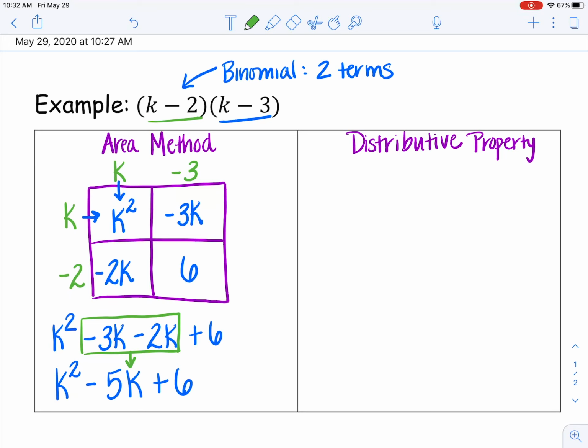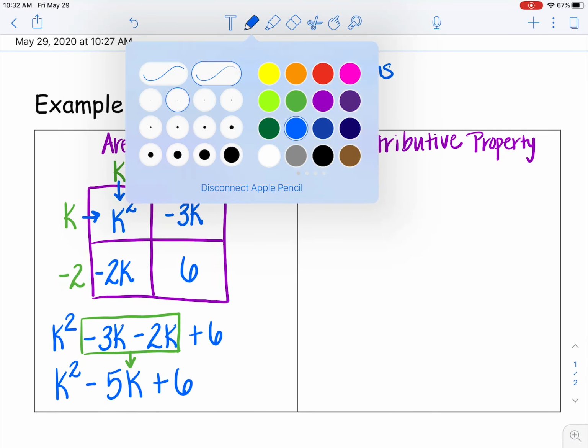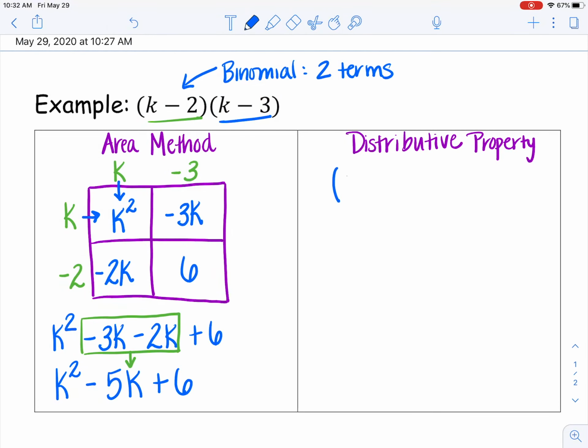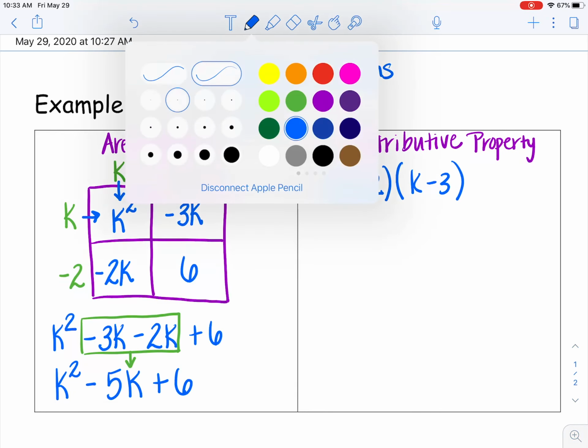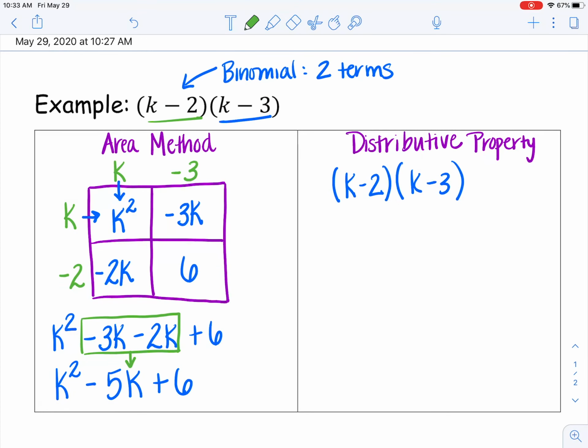So now I'm going to look at the same product, but using the distributive property. Okay, so I'm going to start with k minus 2 times k minus 3. And we're going to use the distributive property. Okay, so that means that everything in the first binomial has to be multiplied by everything in the second. So that means that k has to be multiplied by k minus 3.